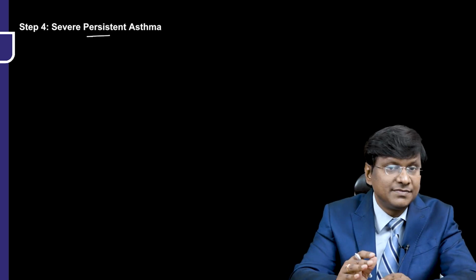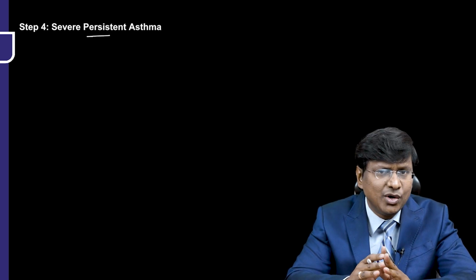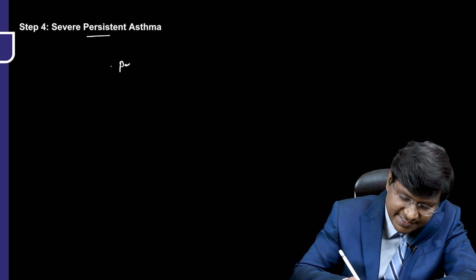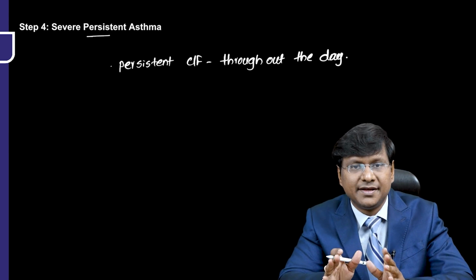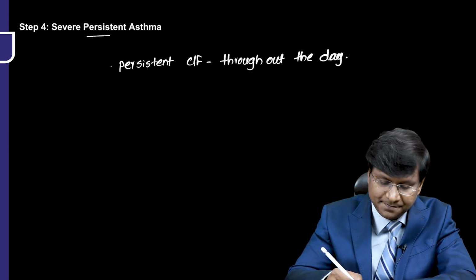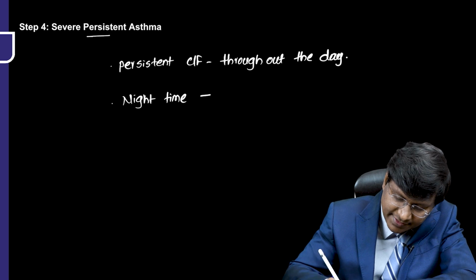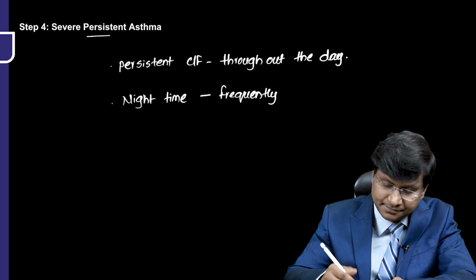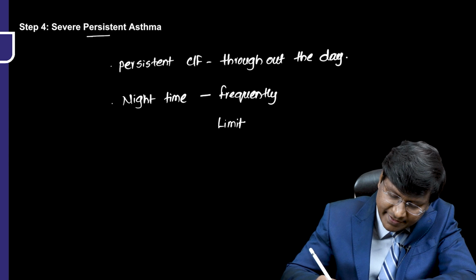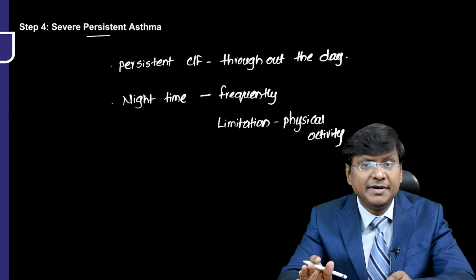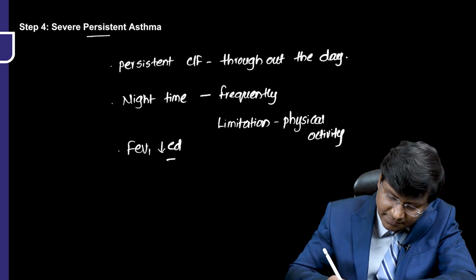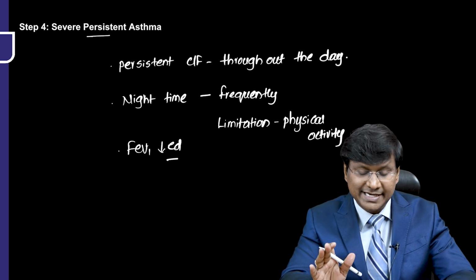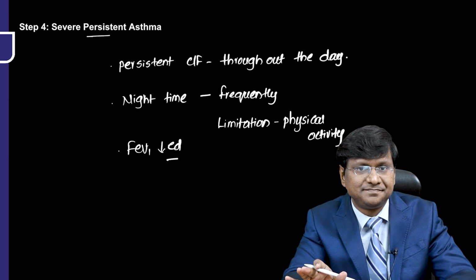Whereas if you observe severe persistent asthma, here also there will be persistent symptoms throughout the day. And what about nighttime awakenings? Nighttime awakenings occur frequently, and there is limitation of physical activity. And what will happen to the FEV1? The FEV1 is reduced. That is severe persistent asthma.